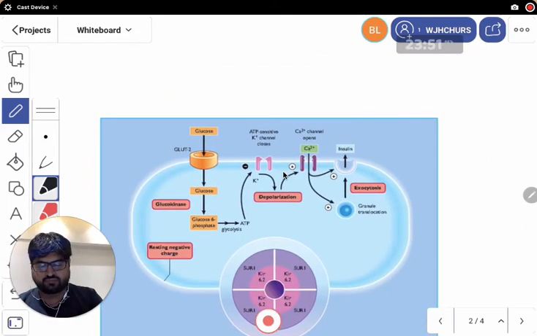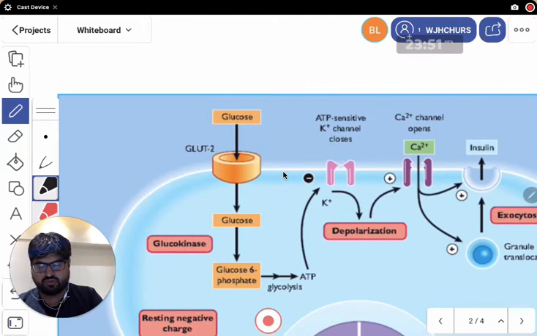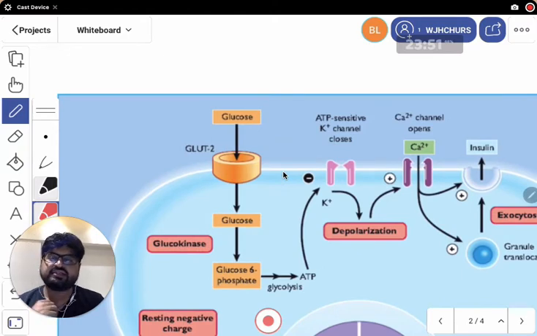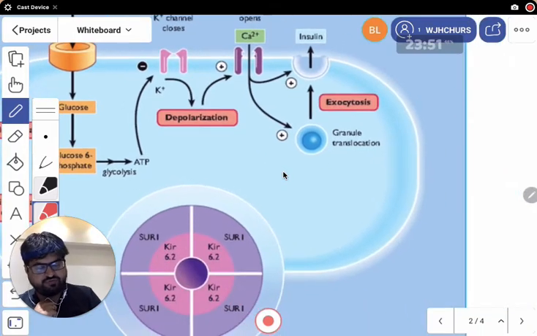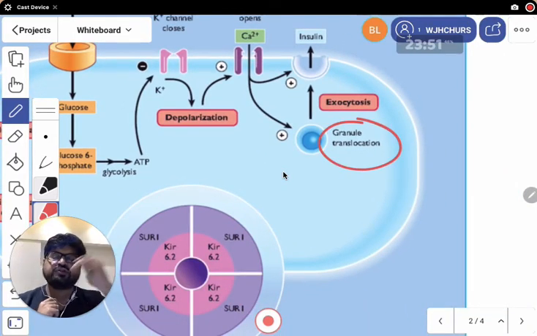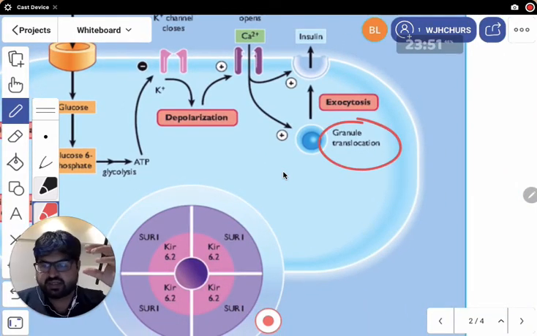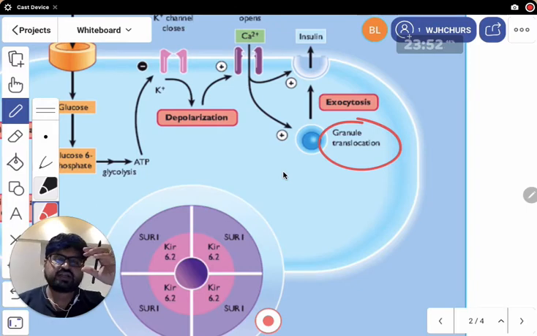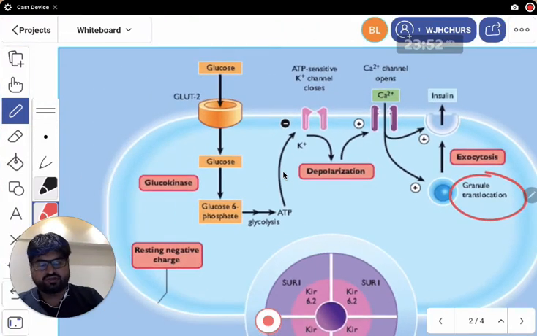Now, as we discussed earlier, glucose is the one which enhances the release of insulin. Now, insulin is generally present in preformed granules. Okay, so there's some amount of insulin which is already present in the beta cell, and basically we want the insulin to be released. Okay, so this is what happens.